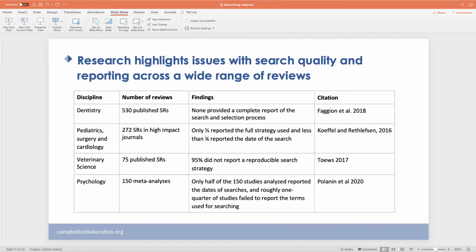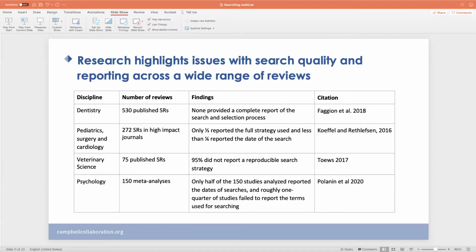So to start, just with a little bit of background, we just heard Ciara talk about the various methods, guidelines, and standards that are available to guide best practices for systematic reviewing. But despite this, there's actually quite a bit of evidence that many systematic reviews that make it to publication are still lacking in quality related to search methods and reporting. And in this way, they're not reproducible. And so there's quite a bit of evidence and research that has pointed to this.